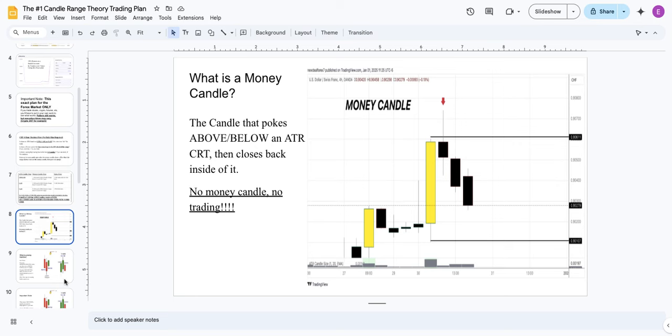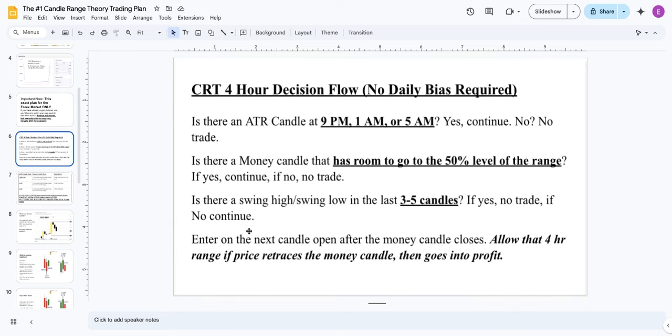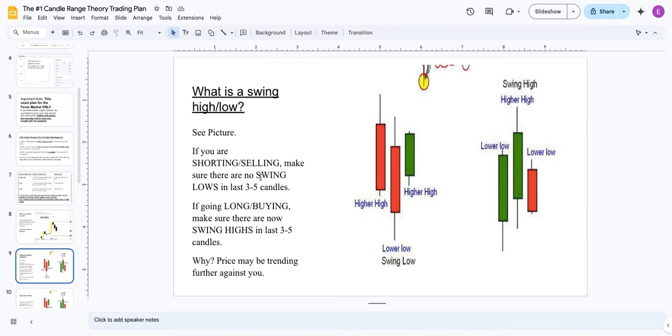All right. And then lastly, what is a swing high or swing low? Because this step right here, step 3, says is there a swing low in the last 3 to 5 candles? If you're shorting, this is the picture here. So you see here, this is a swing low where one candle creates a low, the center candle creates a lower low, and then the next candle creates a lower high. I know it says higher high here, but however you want to phrase it, it's kind of like a swoop or a cup kind of deal.